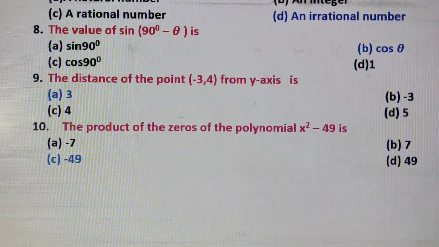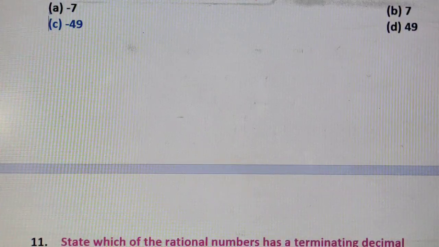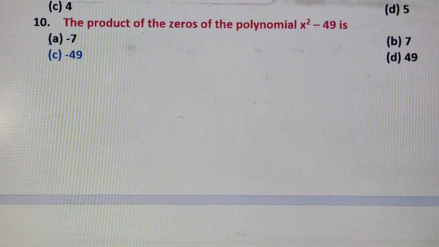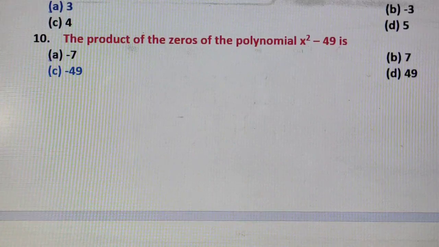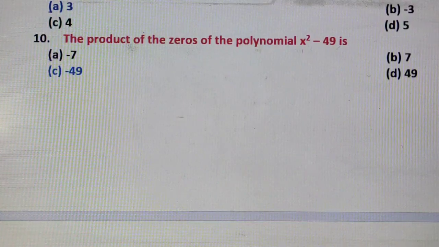The distance of the point minus 3, 4 from the y-axis. Y-axis means x coordinate or abscissa. Abscissa is minus 3, that is 3 unit. The product of the zeros of the polynomial x square minus 49. Product of zeros equal to c by a. Here c equal to minus 49, a equal to 1. That is answer is minus 49.